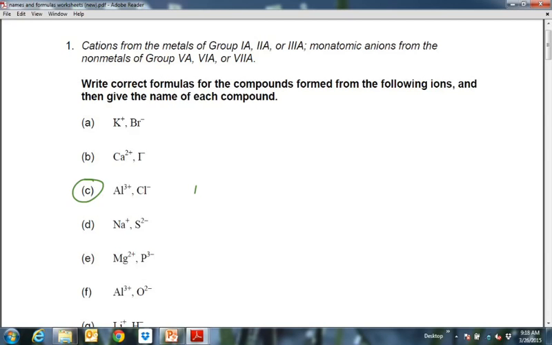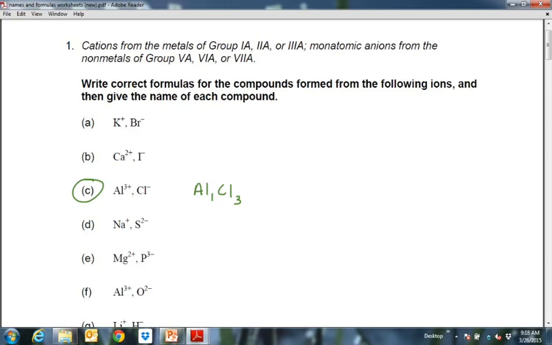So how many aluminums do I need to combine aluminum with chlorine? 1, I agree. Now sometimes students will say, do I put that 1 or not? If you want to put that 1, you can. I'm totally good with that. Usually it's not. And then how many chlorines do we need? 3. Does that make sense to folks?